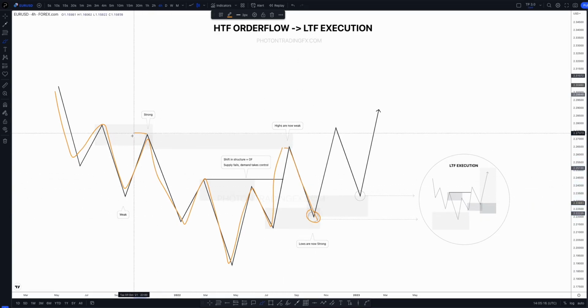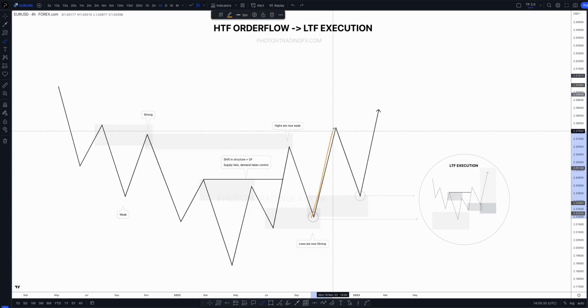So at that point, previous unmitigated supply zones, what do they become? They just become reaction points for pullbacks. We then expect demand to hold, and that's where we can look for longs to target the weak highs, right? The highs now become weak because they fail to break structure. And again, rinse and repeat. We look for price to come into demand. This is now a strong low, and we can look for longs from demand, right? That's just one time frame.